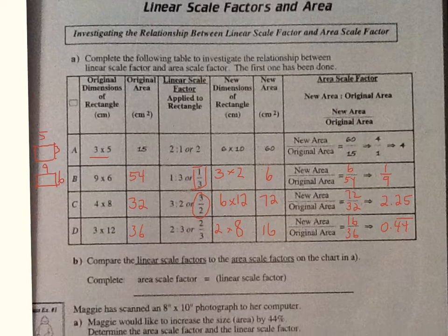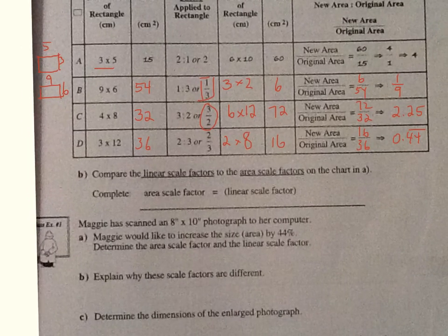Well, it all comes down to that each dimension, this dimension and this dimension, are both being multiplied by a scale factor, so they're both getting bigger. So if this is getting multiplied by a scale factor of 2, like in the first example, and this dimension is also getting multiplied by 2, well, the whole thing gets multiplied by a factor of 4. 2 times 2 is 4.